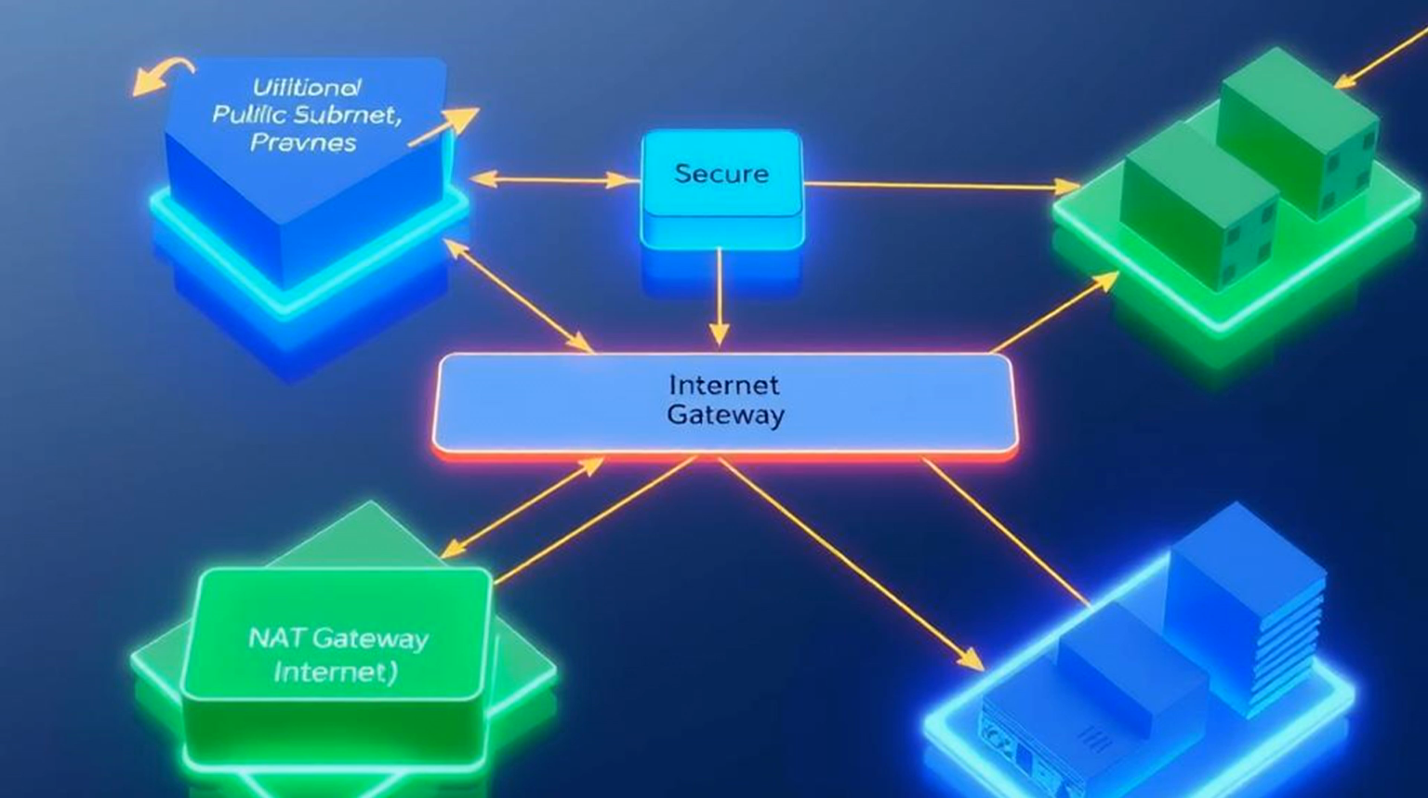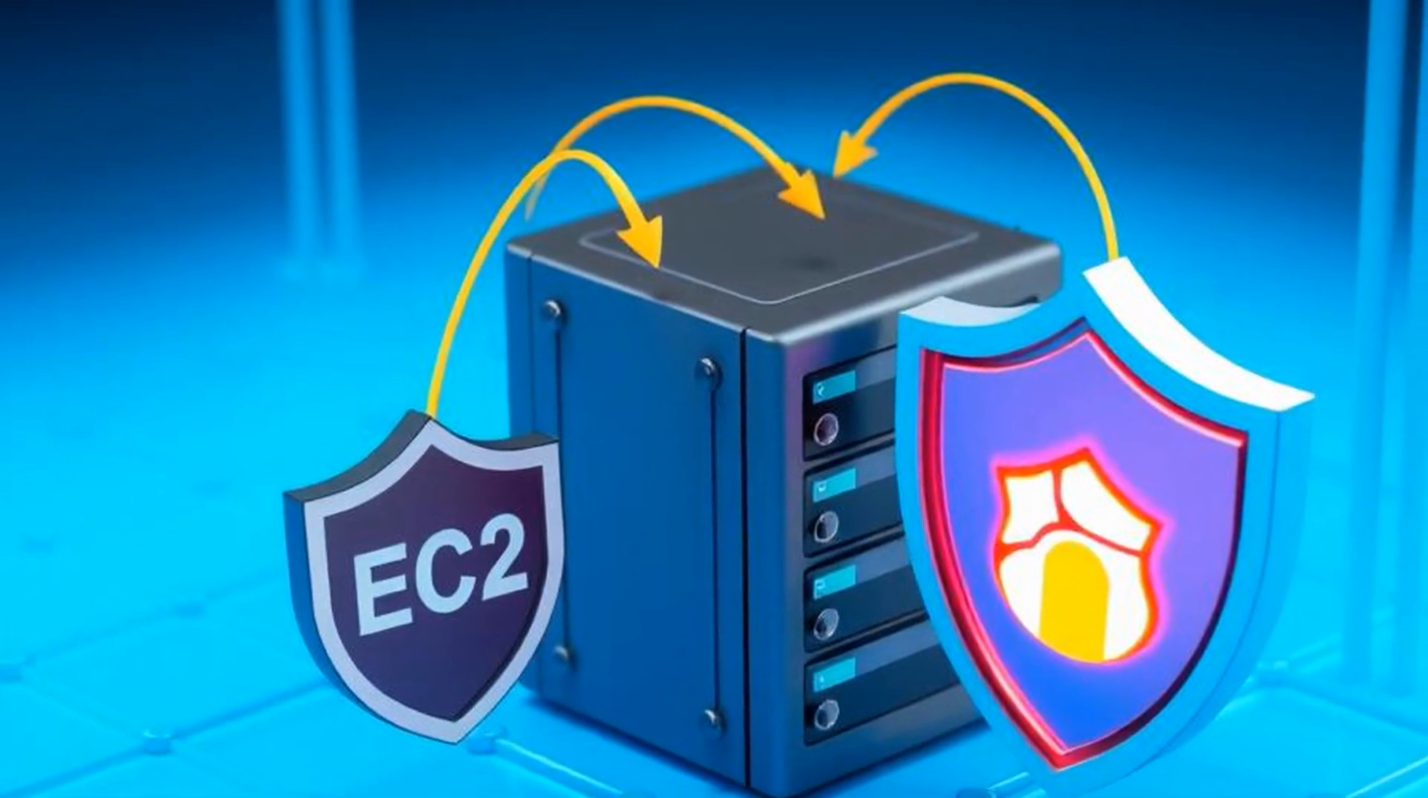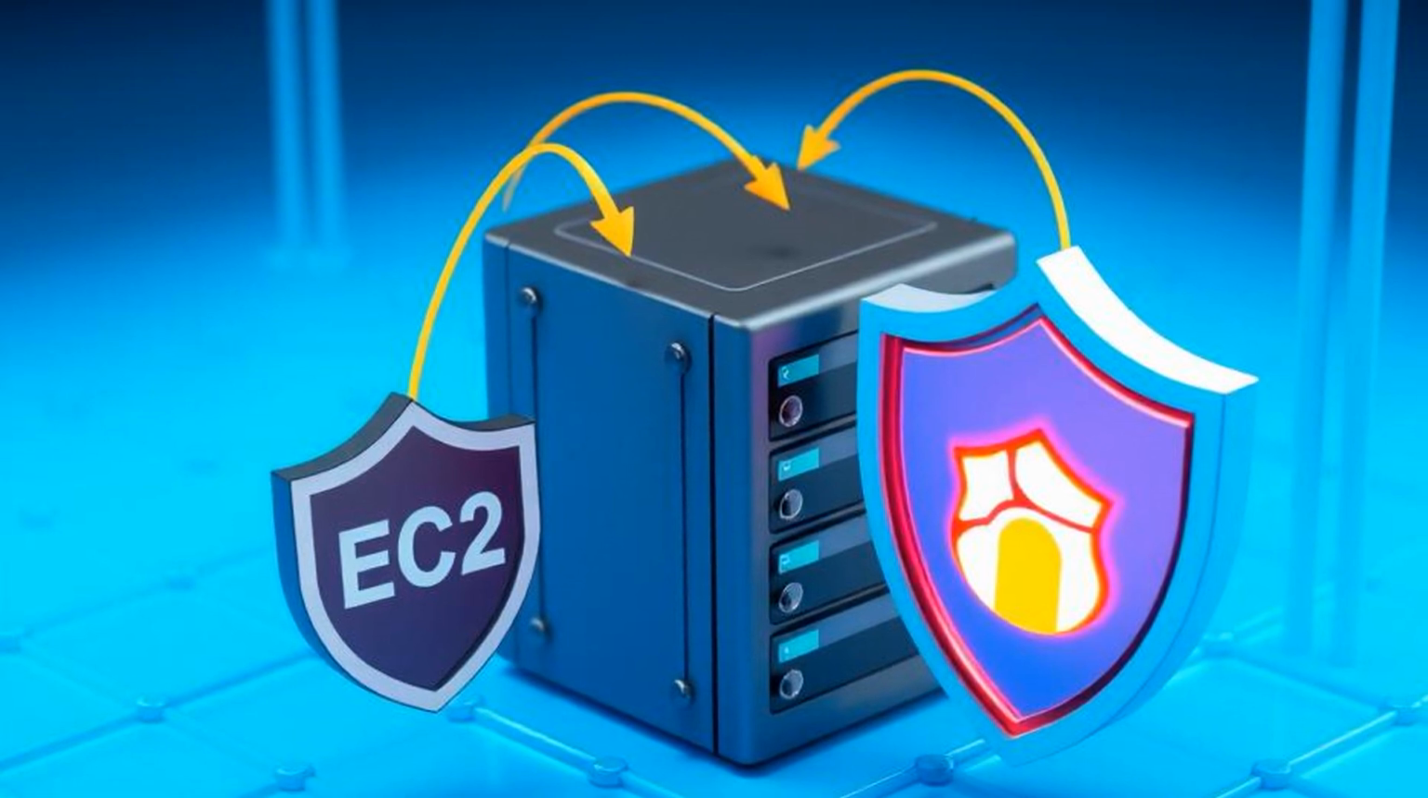from direct public exposure. To enable internet connectivity for our public subnet, we'll provision an internet gateway. For instances in private subnets to initiate outbound connections, e.g., to download updates or connect to external APIs, while remaining private, we'll deploy a NAT gateway. This structured network foundation ensures both connectivity and security, laying the groundwork for a robust, scalable application environment. It's like designing the perfect roadmap and security checkpoints for your digital city.